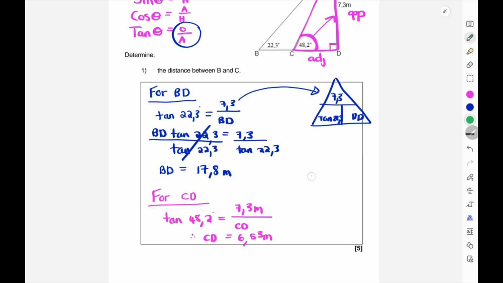And then lastly, for BC, what they are looking for is BD minus CD, which gives you a total of 11.27 meters. Okay, so that's a good introduction. Now we're going to take it up a little bit.